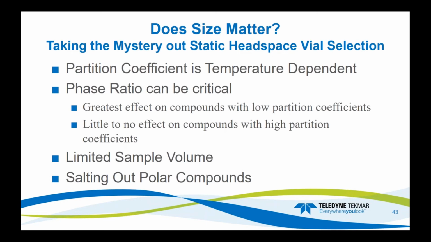Again, if you have a limited sample volume, when you're doing your method development, you want to take a look at the vial size to see, can I get a significant improvement in my detection of these compounds, or does it really not create that much of a difference? Also, on polar compounds, I really didn't talk about this at this point, but you can have a salting out effect. By putting a salt in there, you can change that phase ratio and break the attraction between the polar compound and the water to help salt those compounds out a little better. That'll possibly be in another webinar in the future.